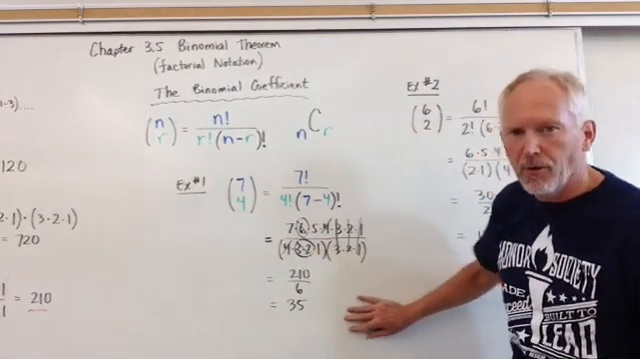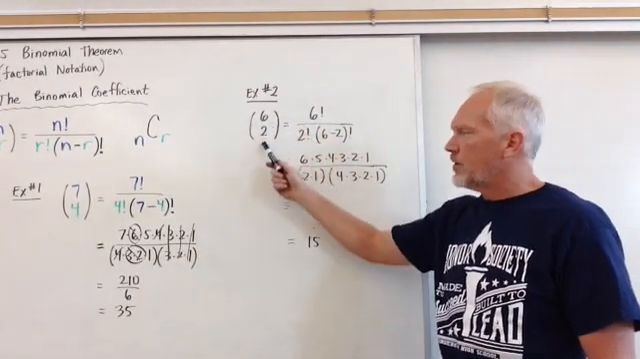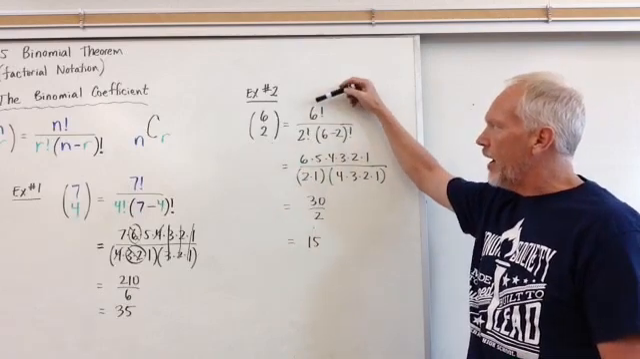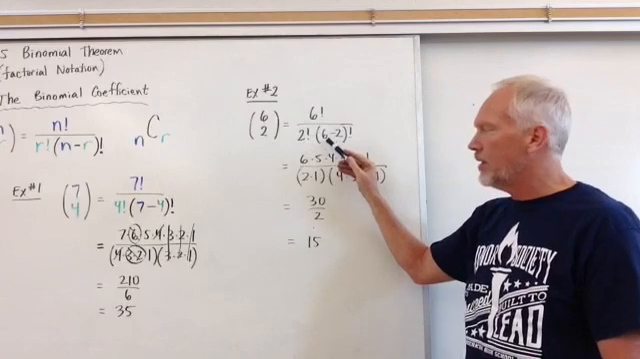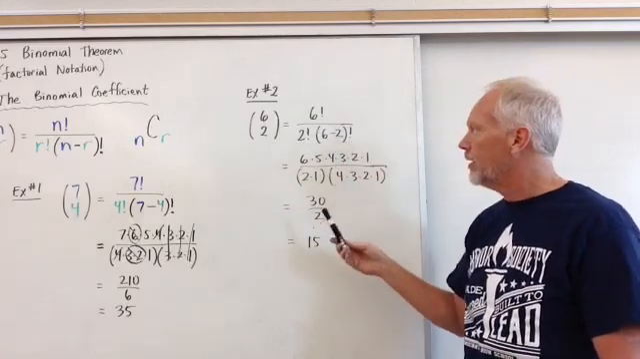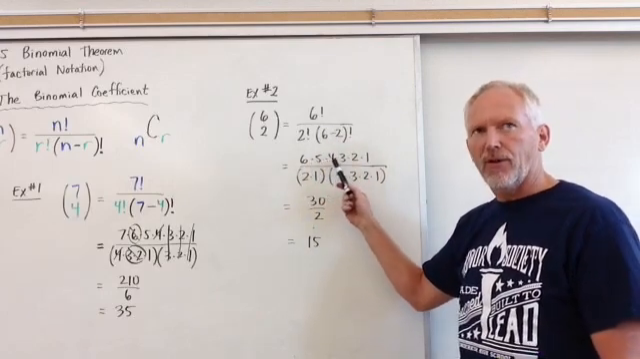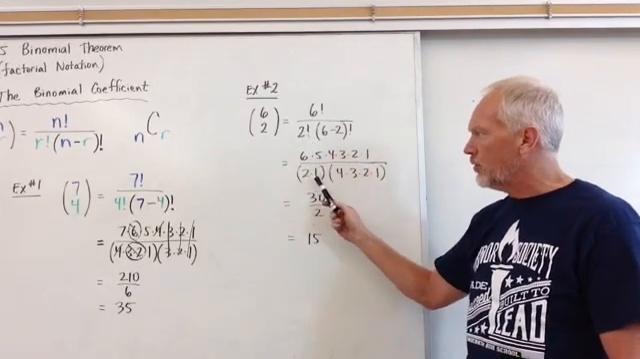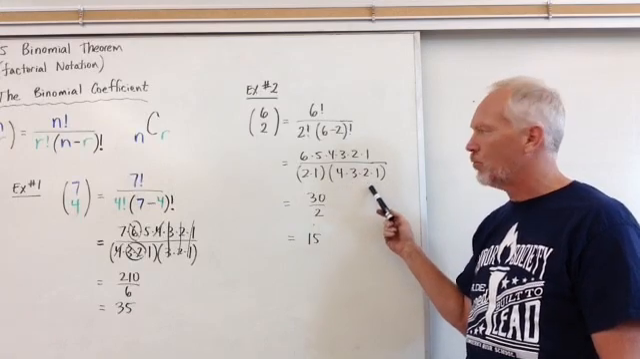Okay, how about another example? I know, they're good. Example number 2, 6 choose 2. If I have 6 factorial divided by 2 factorial times 6 minus 2 factorial, then I'll get 6 factorial, which is 6 times 5 times 4 times 3 times 2 times 1, 2 factorial is 2 times 1, and 6 minus 2 is 4 times 3 times 2 times 1.